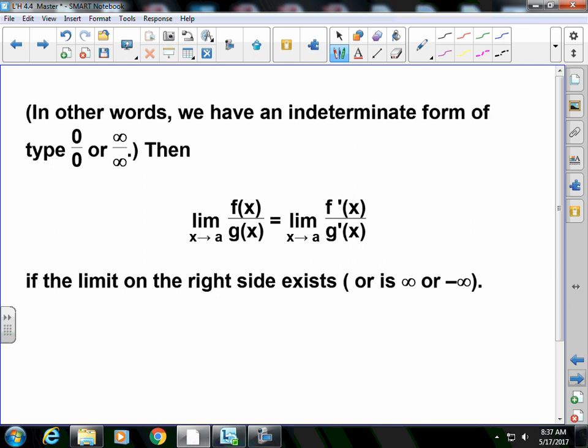We're going to look at this and say the limit of f of x over g of x, if it approaches 0 over 0 or infinity over infinity, I could then just take the derivative of f of x and the derivative of g of x. I am not using the quotient rule. I am going to take the derivative of the numerator, and then I will take the derivative of the denominator separately. It says if the limit on the right side exists, or is infinity, then they're the same limit. So the idea again is I'm just going to take the derivative of what's in the numerator and the derivative of what's in the denominator.